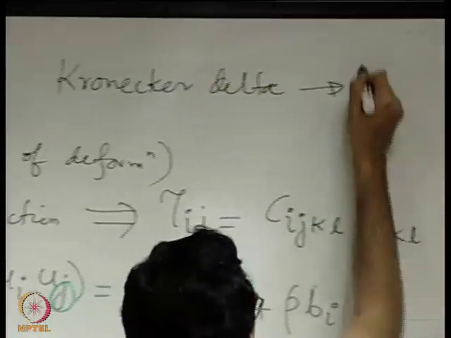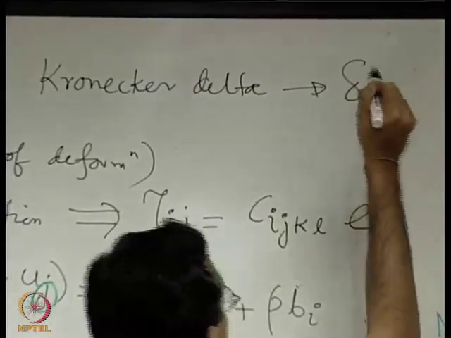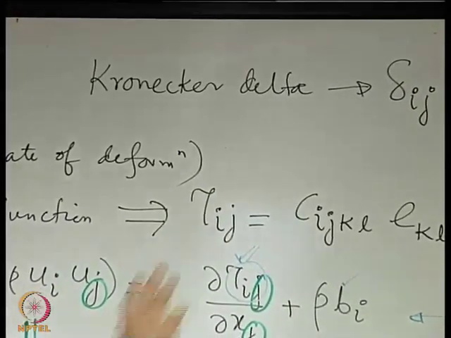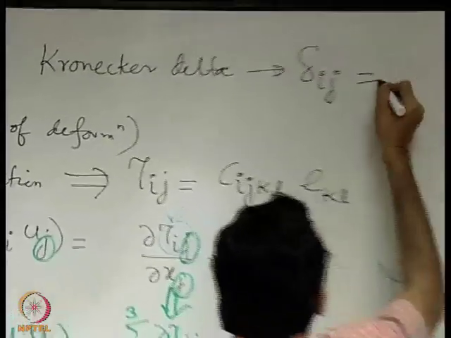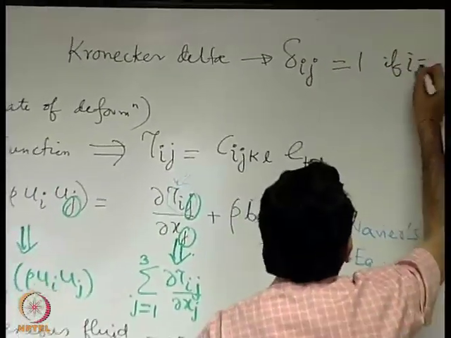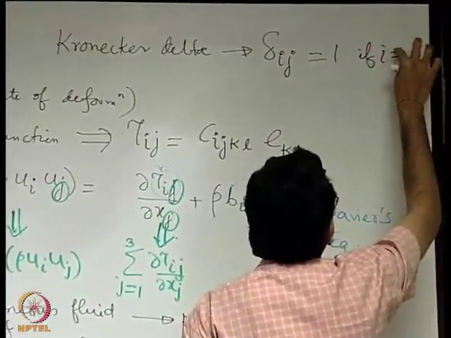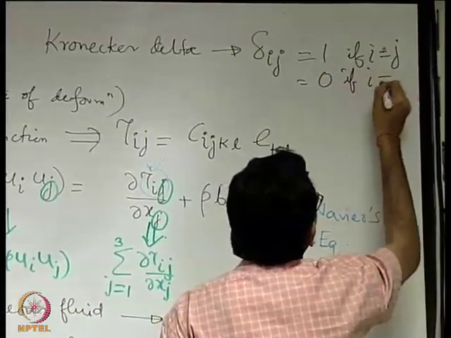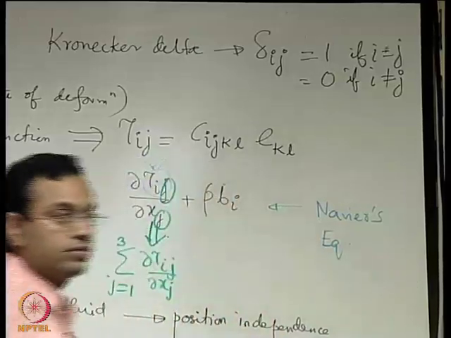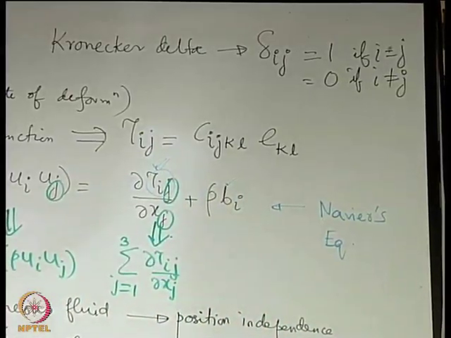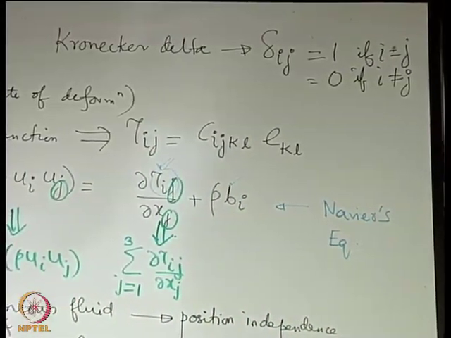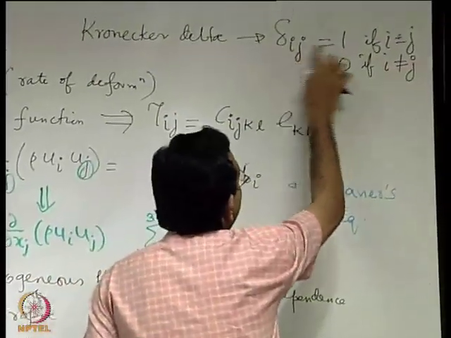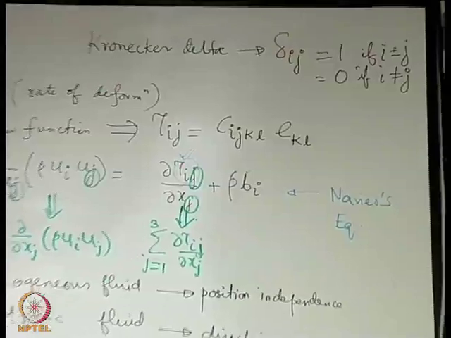So, this is given by, this is just a notation. This is defined in this way, delta_ij is 1 if i is equal to j, and 0 if i is not equal to j. Okay. So, this is just a notation, that means only if i equals j this is 1, otherwise 0.